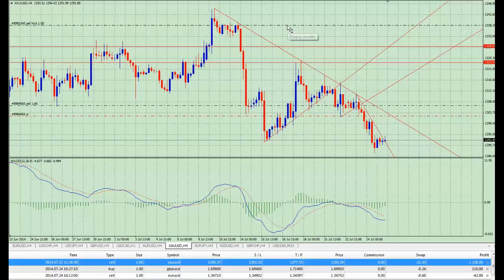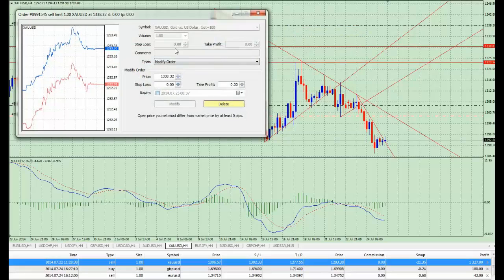Now if I want to modify that order, I can modify it by doing that, and I can then type in what stop loss I want and what level of take profit. So for example, if I wanted my stop loss to be just above here, so 1346, sorry, I need to do it here, 1346, and I say my take profit is going to be down here, 1290.